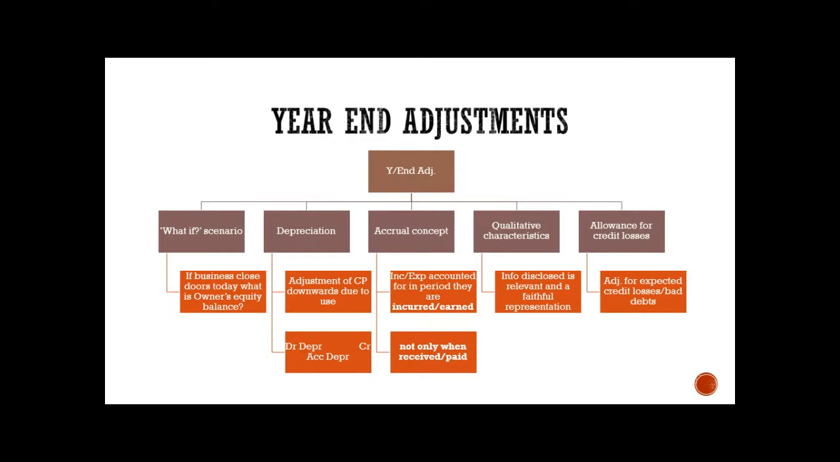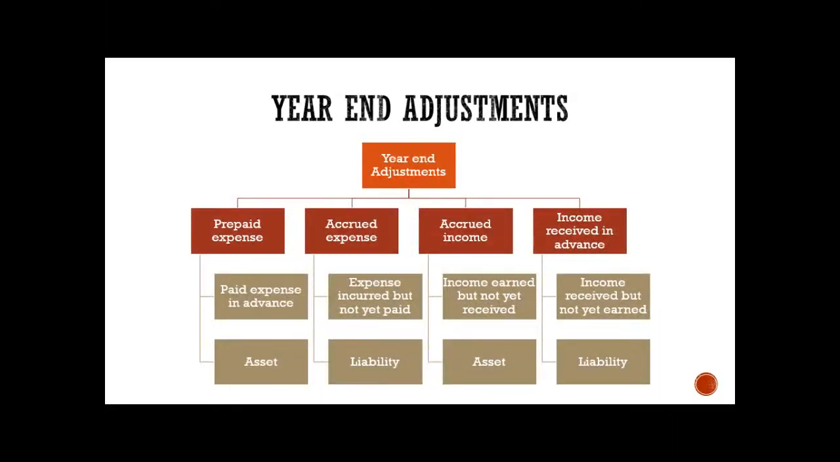Then our allowance for credit losses, that is where we say, okay, this portion of the debtors we expect not to receive in the future. We generally do an adjustment at year end based on our debtors listing. We would update that value or decrease that value based on what is left over. So that is also an adjustment that you need to be aware of. Now, the main adjustments they will ask you are prepaid expenses, accrued income, income received in advance. Make sure you know the journal entries for these. So you know what account is being debited, you know what account is being credited, and how to calculate it.